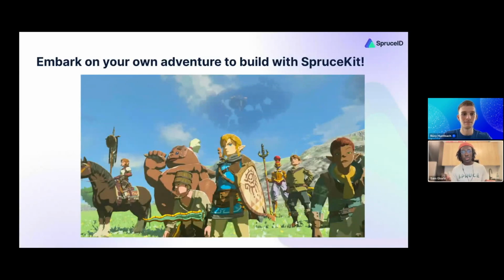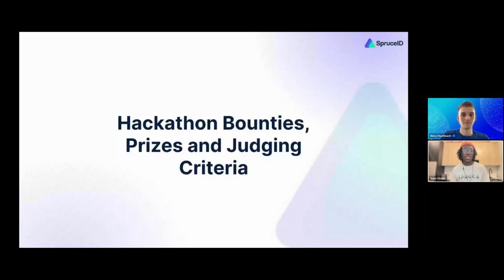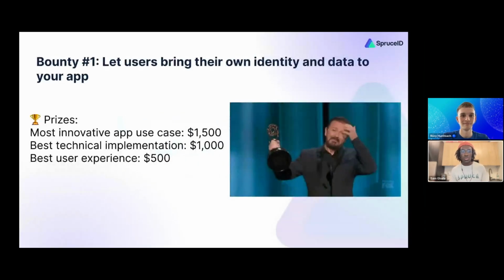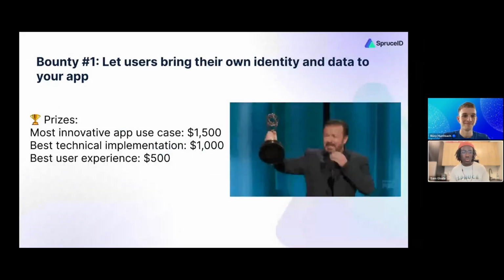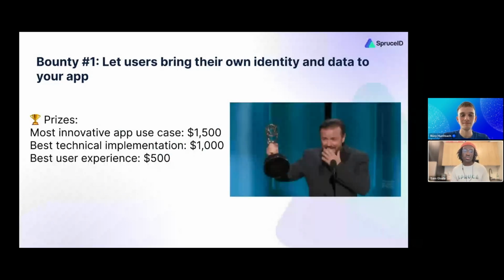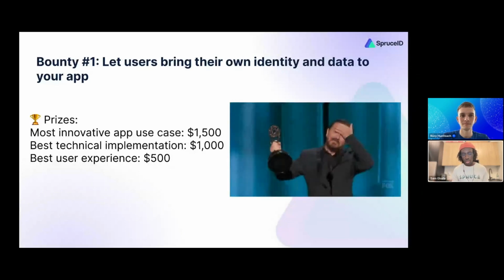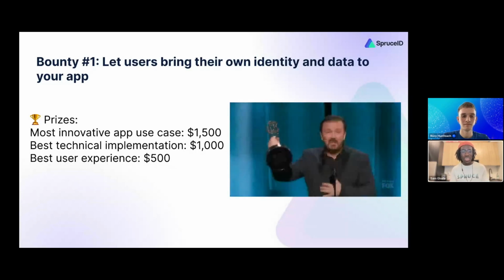Cool. Before we do a demo though, let's talk about bounties, prizes, judging criteria. I'll run through this really fast. So the first bounty is to let users bring their own identity and data to their app. I've got 3 prizes. The first place prize is for the most innovative app use case. Because this is newer technology, a new way of thinking, it unlocks a lot of new ways of having applications. So we're really interested in the most innovative app use cases. That one's our biggest prize.